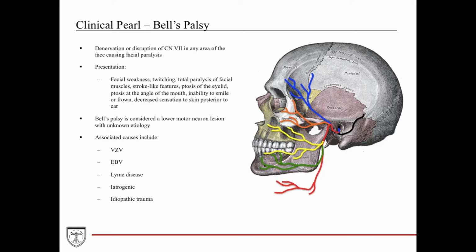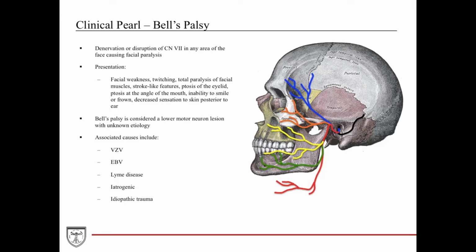You can get ptosis of the eyelid if you have decreased orbicularis oculi innervation. You can get ptosis at the angle of the mandible because your marginal mandibular is not working, and an inability to smile or frown because your buccal and your marginal mandibular aren't working right. You can even get decreased sensation to the skin posterior to the ear if the facial nerve injury is that proximal. So Bell's palsy is considered to be a lower motor neuron lesion with unknown etiology.